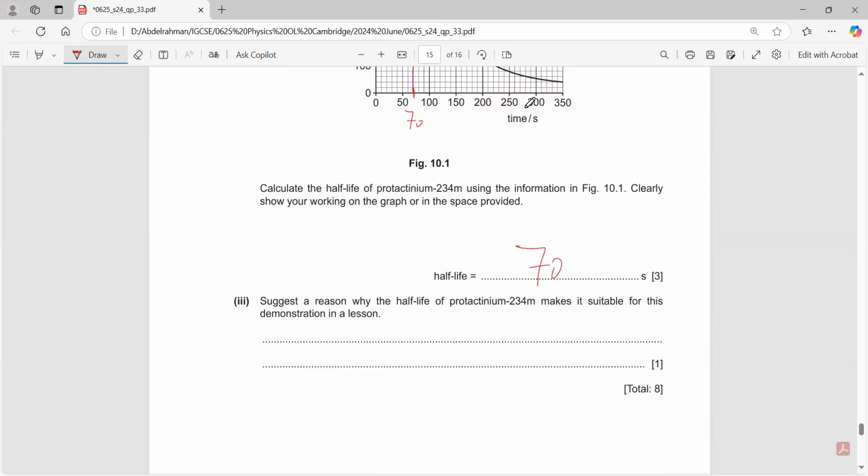Okay, suggest a reason. It's 70 seconds. This is the half-life of Protactinium-234. Suggest a reason why the half-life makes it suitable for this demonstration in the lesson. Okay, we're in class in a laboratory, for example. Why is it suitable for use in this laboratory? Because it is fast. Okay, because it has a very short half-life. Yes, that would be a better answer because it has a very short half-life.